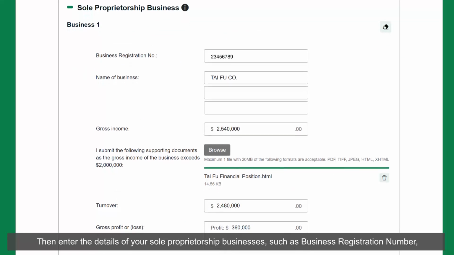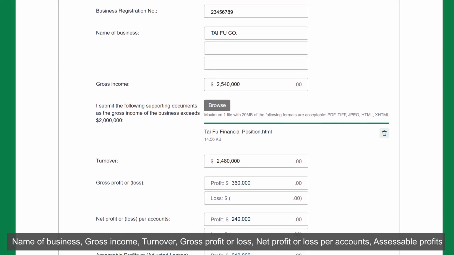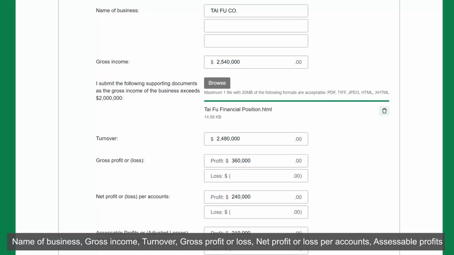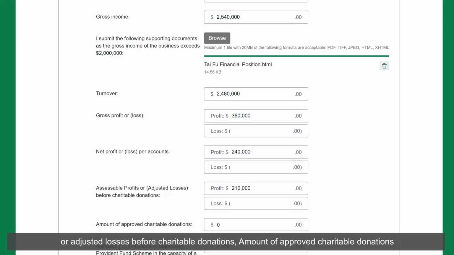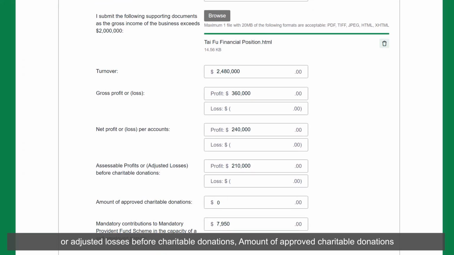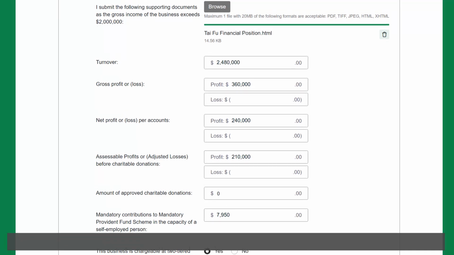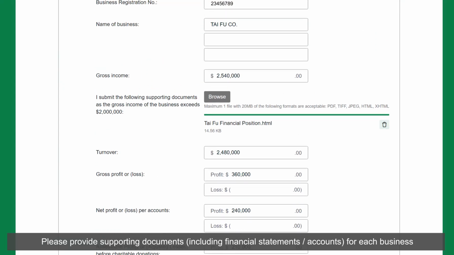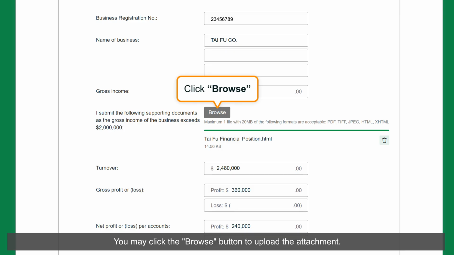Then, enter the details of your sole proprietorship businesses, such as business registration number, name of business, gross income, turnover, gross profit or loss, net profit or loss per accounts, assessable profits or adjusted losses before charitable donations, amount of approved charitable donations, and mandatory contributions to mandatory provident fund scheme in the capacity of a self-employed person. Please provide supporting documents, including financial statements or accounts, for each business with gross income over $2 million for the basis period. You may click the Browse button to upload attachment.